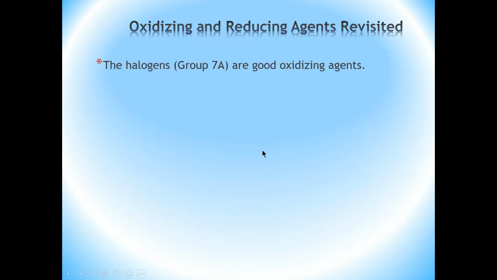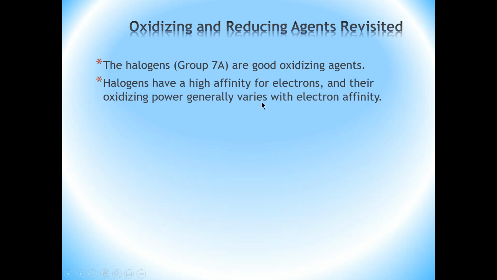some things about group 7A elements in relation to topics that we have encountered before, namely redox reactions. It turns out that group 7A elements are good oxidizing agents. In other words, because of their high affinity for electrons, they tend to react so as to get electrons from something which is a reducing agent.